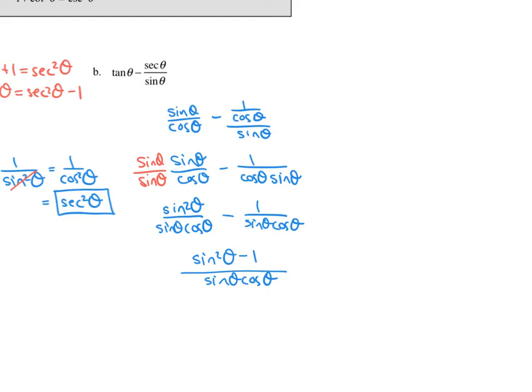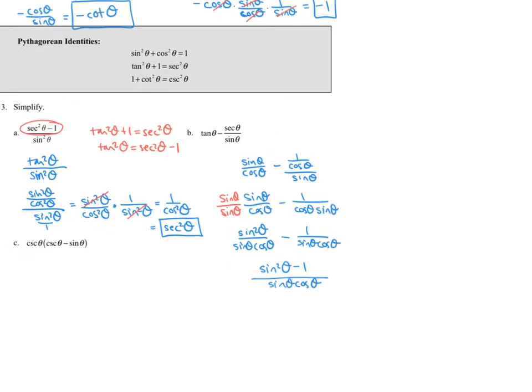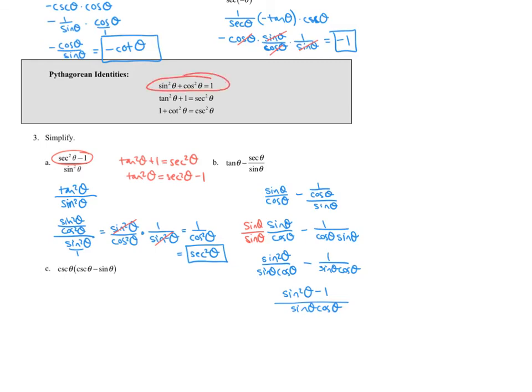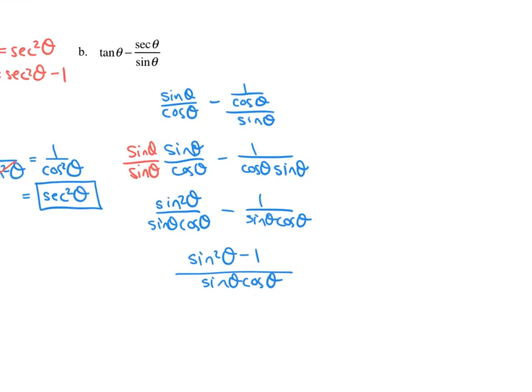And now I'm going to use a Pythagorean identity. Up above, we have sine squared theta plus cosine squared theta equals 1. If I manipulate this a little bit and subtract the 1 over to the left side and the cosine squared theta over to the right side, I'll get sine squared theta minus 1 equals negative cosine squared theta. And so now I can replace this expression with negative cosine squared theta.